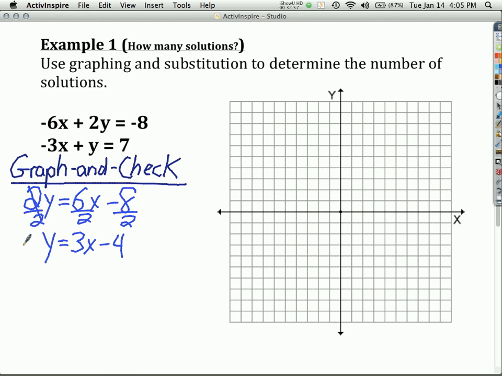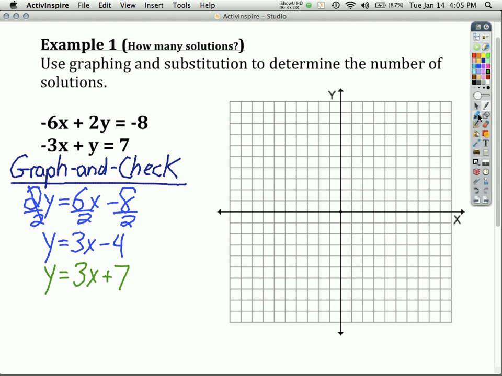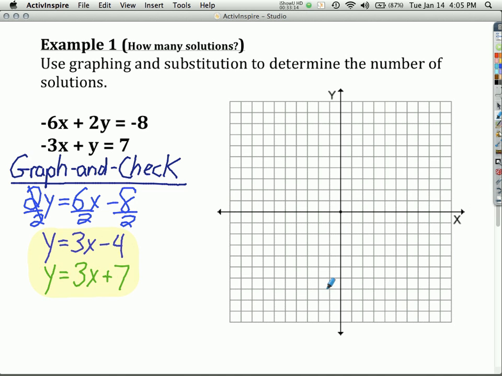Very good. We're going to add 3x to both sides, and we got y equals 3x plus 7. And so the original system still is intact. It just looks a little bit different because now they're both in slope-intercept form.